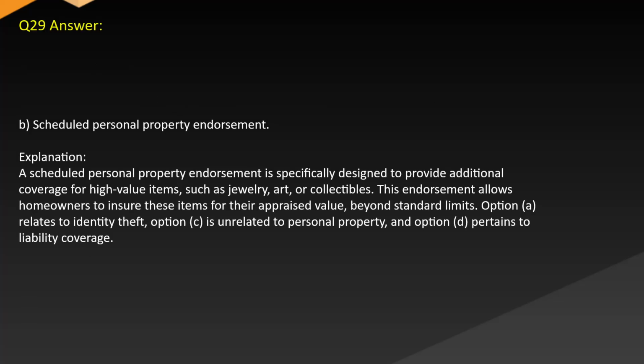Answer: B. Scheduled personal property endorsement. Explanation: a scheduled personal property endorsement is specifically designed to provide additional coverage for high-value items, such as jewelry, art, or collectibles. This endorsement allows homeowners to insure these items for their appraised value beyond standard limits. Option A relates to identity theft. Option C is unrelated to personal property, and Option D pertains to liability coverage.